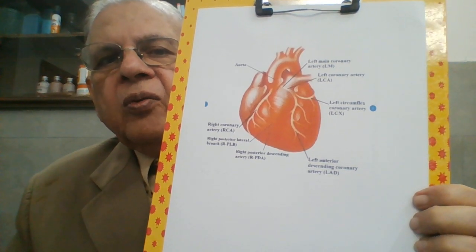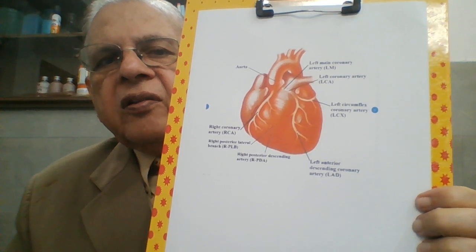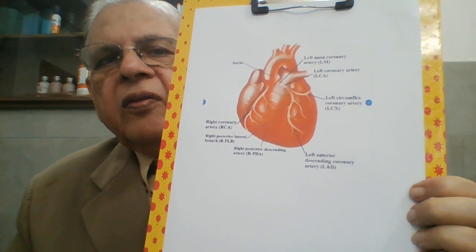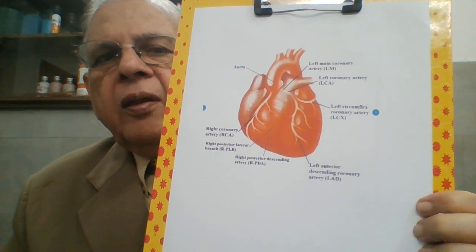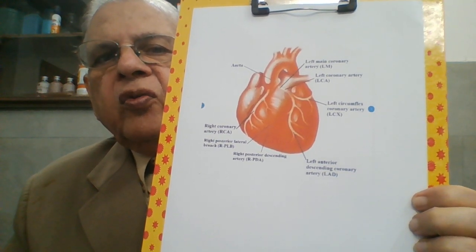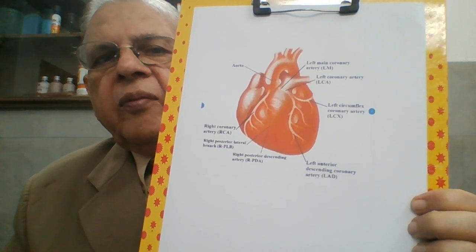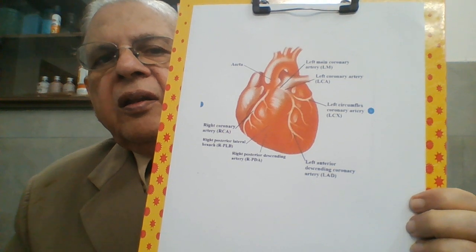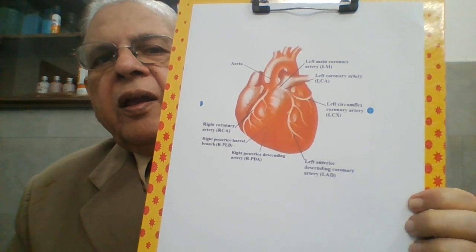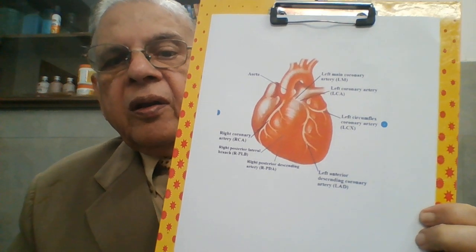Now it is easy to understand, when the heart contracts, that means it squeezes, all the arteries which are passing through the muscle will get squeezed, no blood will flow in them. But when the heart relaxes, then these arteries open and blood goes into them. So remember, coronary artery filling occurs only during diastole. During systole, nothing goes in them.